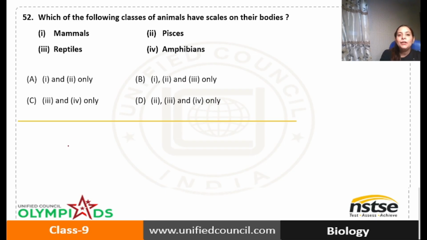But before that, we have to learn something about these classes. Basically they have a few important characteristics. Out of them, which have scales would be, what do you think, 1 2, 1 2 3, or 2 3 4? What do you think would be the right answer here? Yes, you got it right. It is option B, that is 1, 2 and 3. They have scales over their bodies.